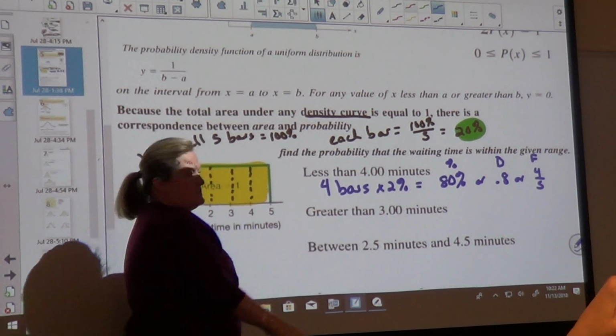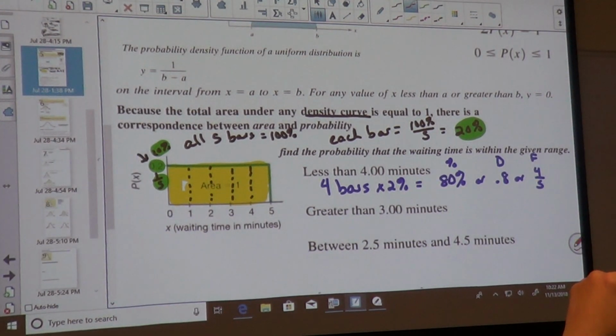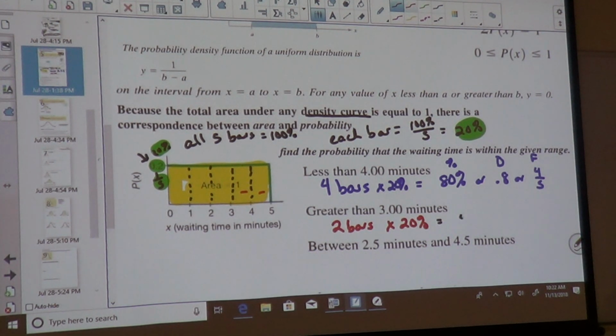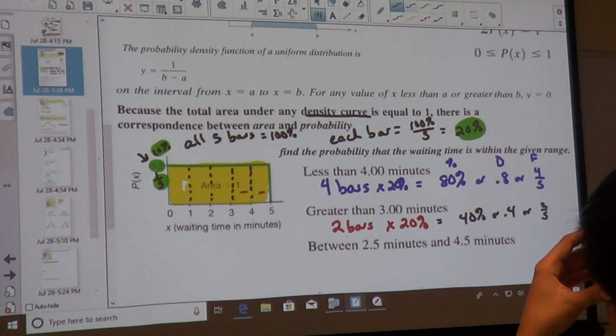Greater than 3 minutes. How many bars are greater than 3 minutes? 2. So that's 2 bars times 20%. So that's 40%, or 0.4, or 2/5.